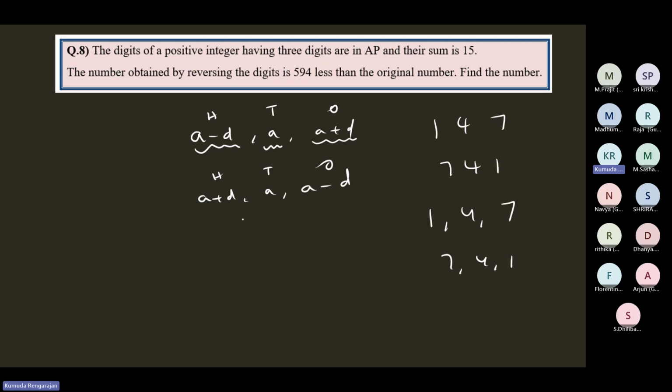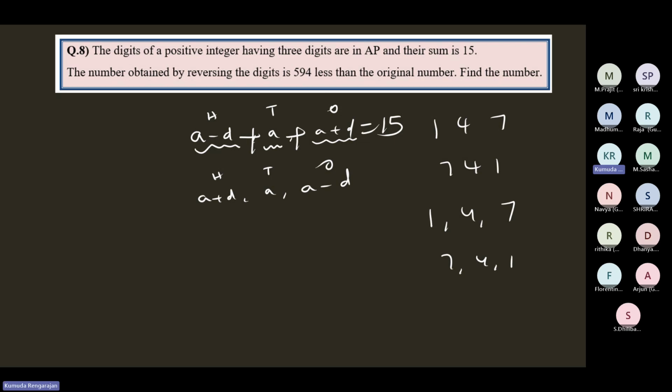The condition is their sum is 15. That means the sum of the digits. So add this one. The sum of the digits is 15. When you work this, you will get the value of A. Then what is given? The number obtained by reversing the digits is 594 less than the original number.